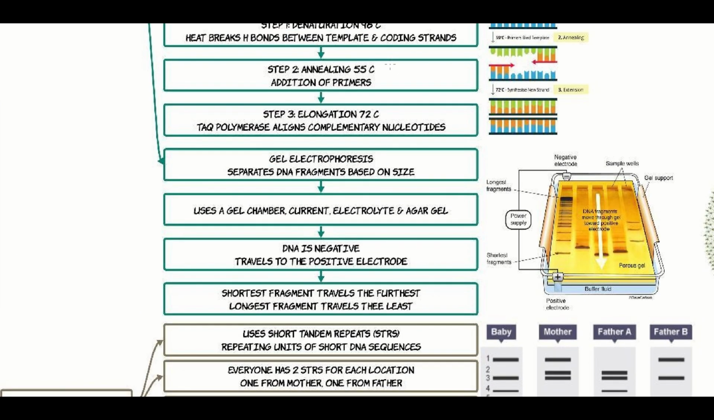Then last of all, we've got gel electrophoresis. Gel electrophoresis separates DNA fragments based upon size. It uses a gel chamber, a current from a battery, an electrolyte buffer, and an agar gel, which is porous. DNA is negative and is attracted to the positive electrode once the current is switched on. The shortest fragment travels the furthest, the longest fragment travels the least.